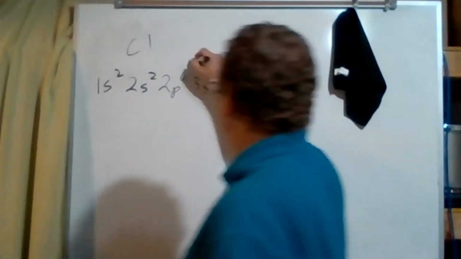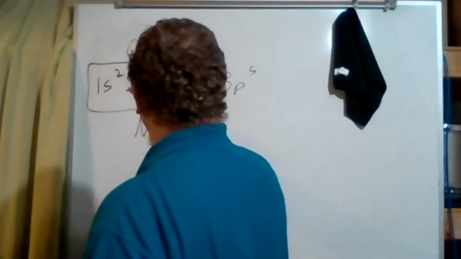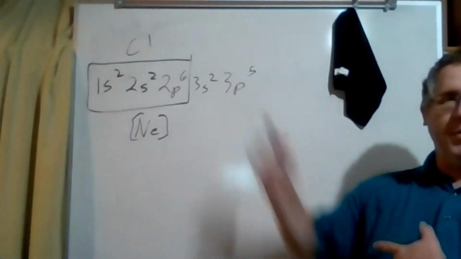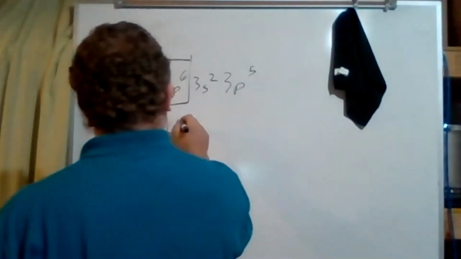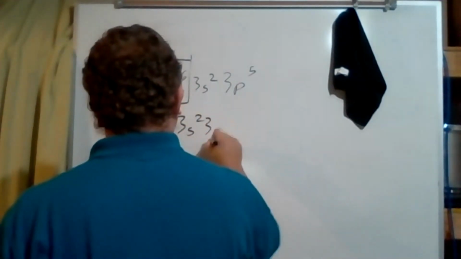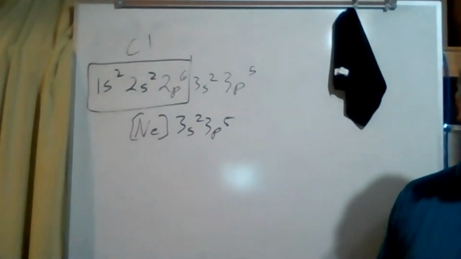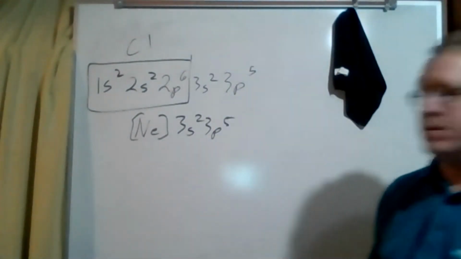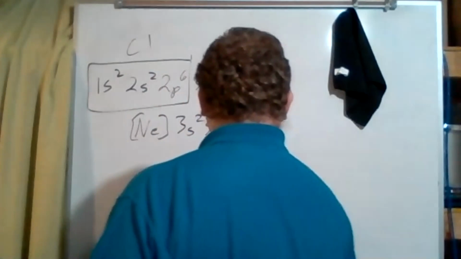5. Now, if I take a look at this one right here, this is the same as neon, and I can represent this as neon. Anyone have a problem with that? Okay. So I can write this as neon 3s2 3p5. And often when we do orbital diagrams, we only do the things that are higher in energy than our noble gas. Okay, so in this case, I would just have the 3s and the 3p.